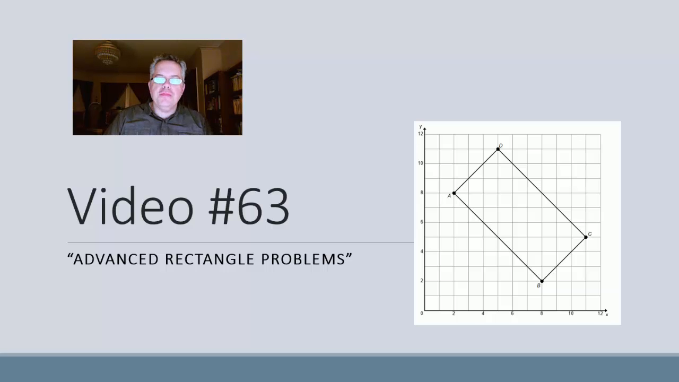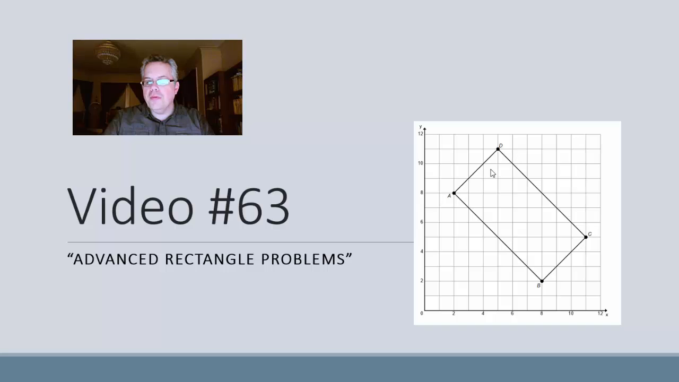We're going to talk about some advanced rectangle problems. This is short. We've got two examples and then a journal assignment for you. We're going to focus on one type of problem, actually the problem you see right here: how to find the area of a rectangle like that when it's kind of slanted in the grid.